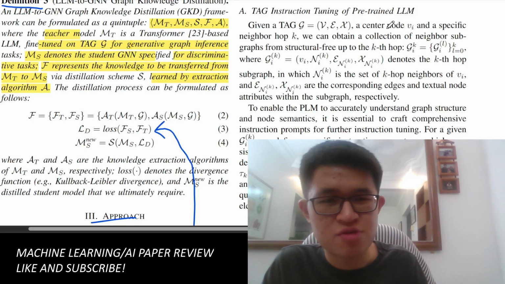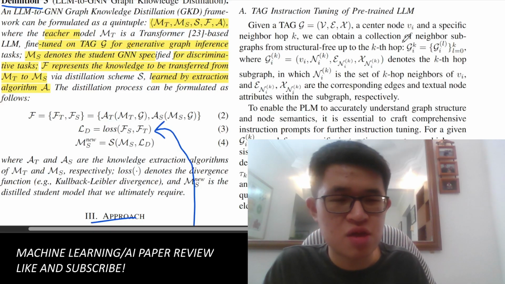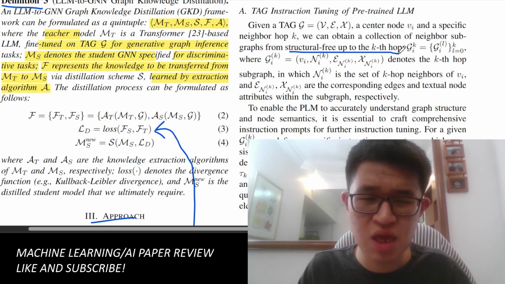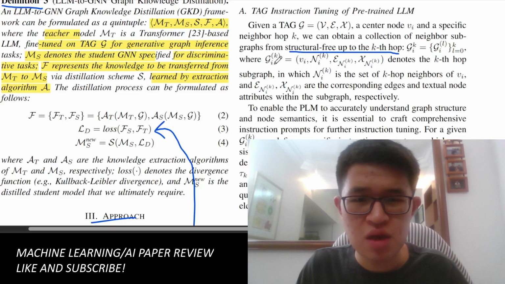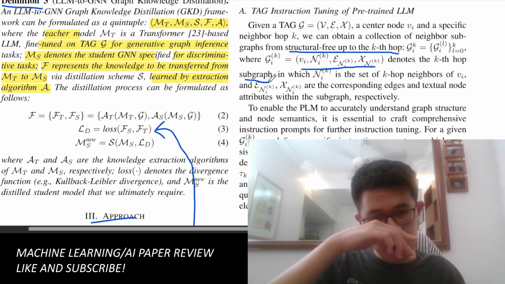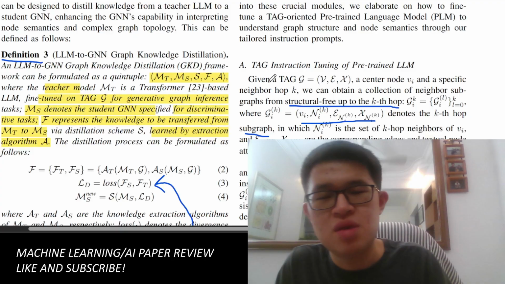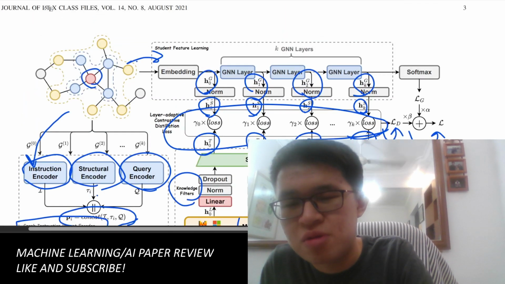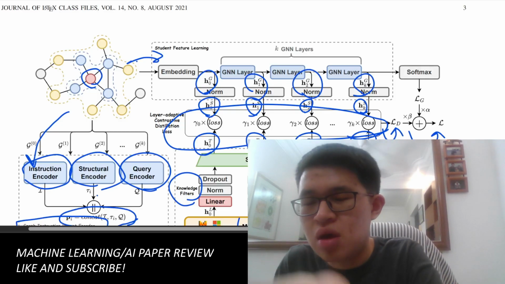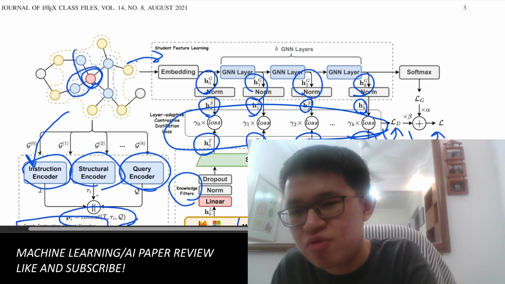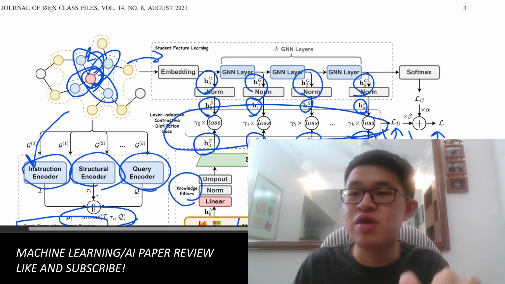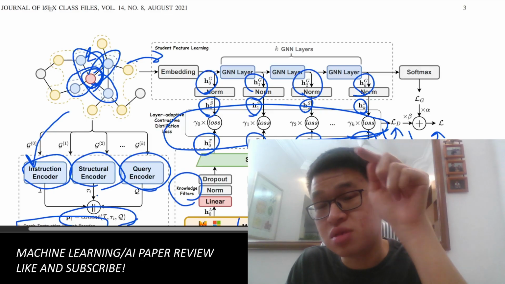Given a graph with a center node v_i and a specific neighbor hop k, we can obtain a collection of neighbor subgraphs from the structure up to k hops, where g_k^i equals this tuple and denotes the k-hop subgraph. So basically, a k-hop subgraph is something like this. Let's say you have the center node here, and you assign that to be the center node. A one-hop subgraph would basically mean the immediate neighbors, which you can reach by one hop. And this 5-node subgraph would be the one-hop subgraph with respect to the center node.